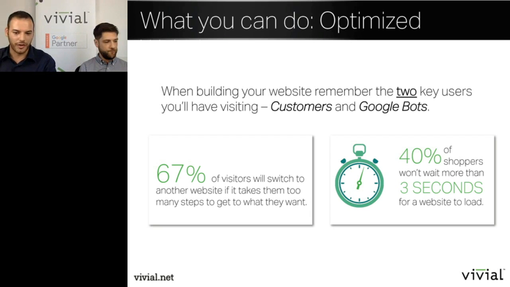So as you can see, 67% of visitors will switch to another site if it takes them too many steps, which Google knows. So you want to basically put your most important pages forward. And another reason why mobile optimization is so important is that if you have to adjust the screen, that in itself is an extra step.